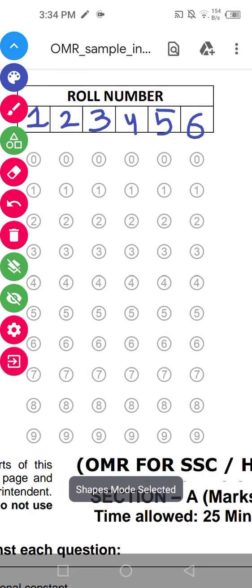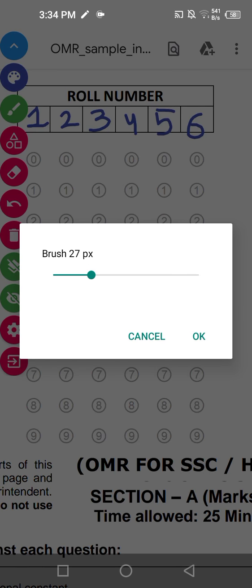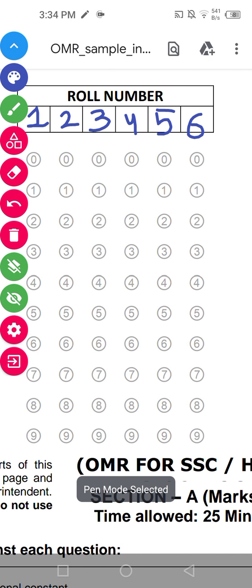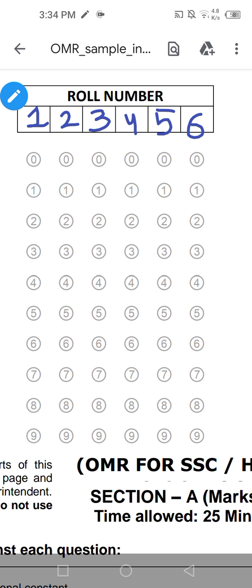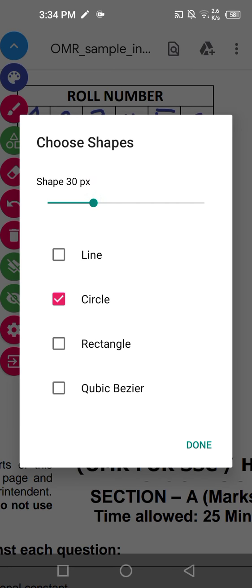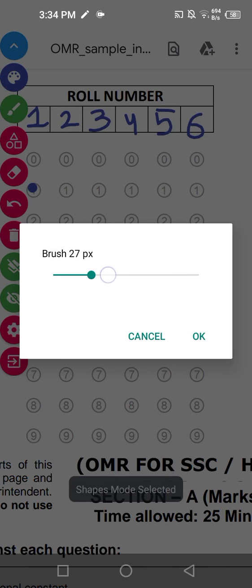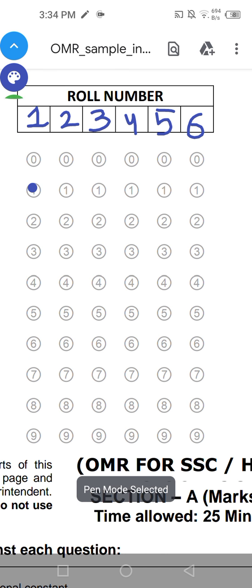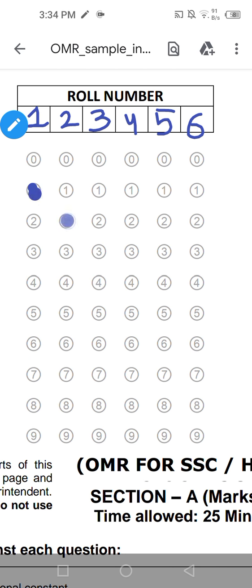Got it? Then when you write your roll number, after that you have to fill these bubbles according to your roll number, like this. Your first digit is 1, so we have to fill this bubble 1. Next, our next digit is 2, so we have to fill bubble according to that 2. Next digit is 3, so we have to fill 3.